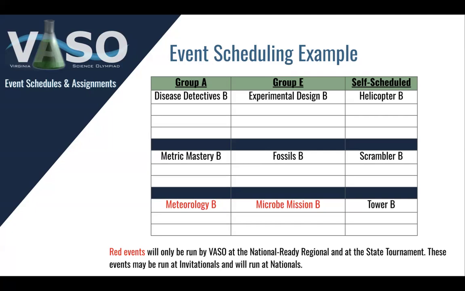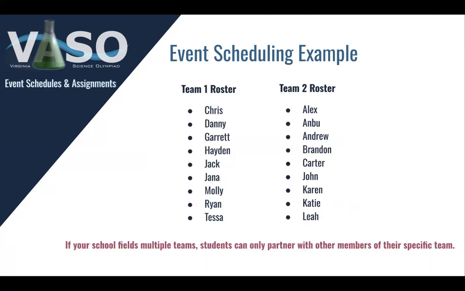And then I've also selected some example self-scheduled events. But before I start placing student names, let's consider my rosters. Let's say that I'm at a school that fields 2 teams. I'll have 2 separate team rosters of students. Now, my examples aren't a full 15 of students, but they don't have to be. I've just used a smaller sample for the sake of this example.